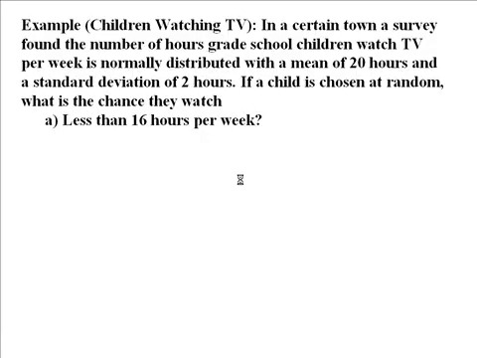Okay. So we're going to tackle each part of this problem separately. And the way we're going to do it is to draw pictures of the areas that we want to calculate and then look those areas up in a standard normal table. Now we know that this distribution is a normal distribution with a mean of 20 hours and a standard deviation of 2 hours. So let's write down the mean is 20 and the standard deviation is 2.